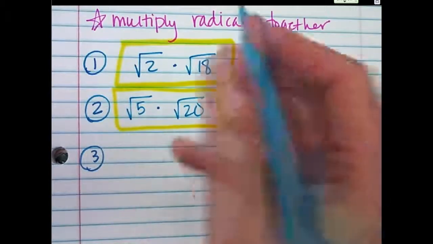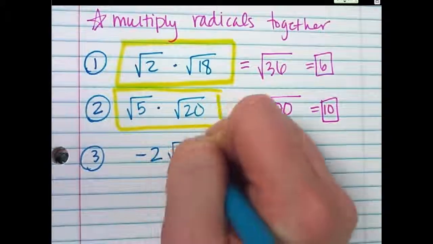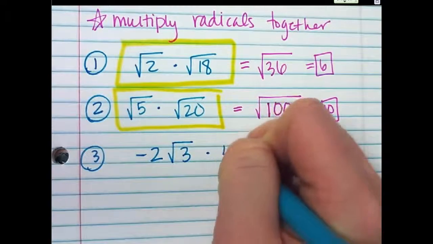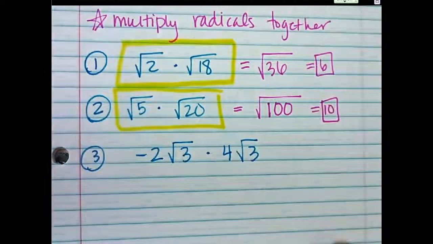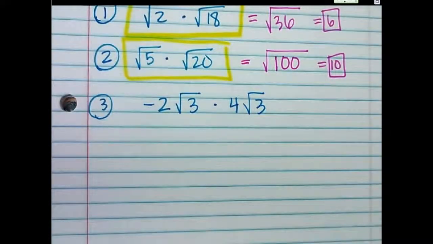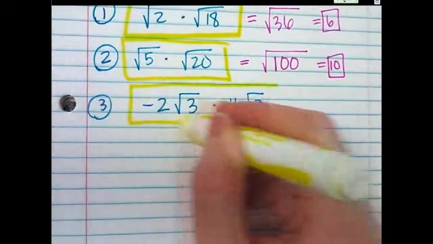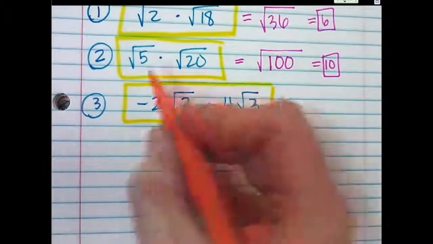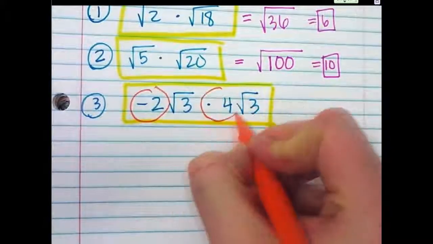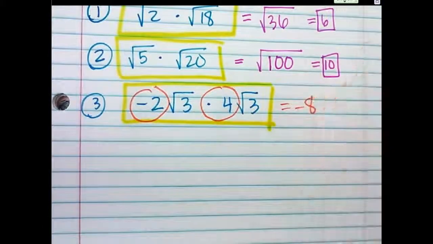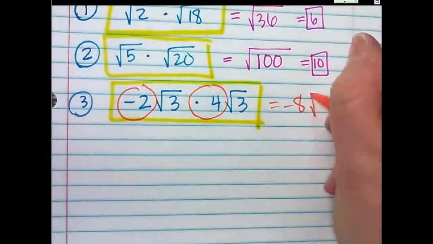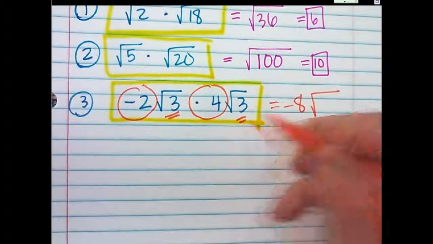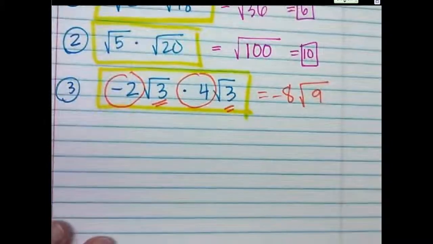So here's one with front numbers. Number 3, negative 2 square root 3 times 4 square root 3. You just multiply the outside numbers. So you multiply outside numbers together and you multiply inside numbers together. That's it. It doesn't get a lot harder. So I'm going to do the negative 2 times the 4, which is negative 8. And then under the radical, I have a radical 9. So negative 8 square root 9.